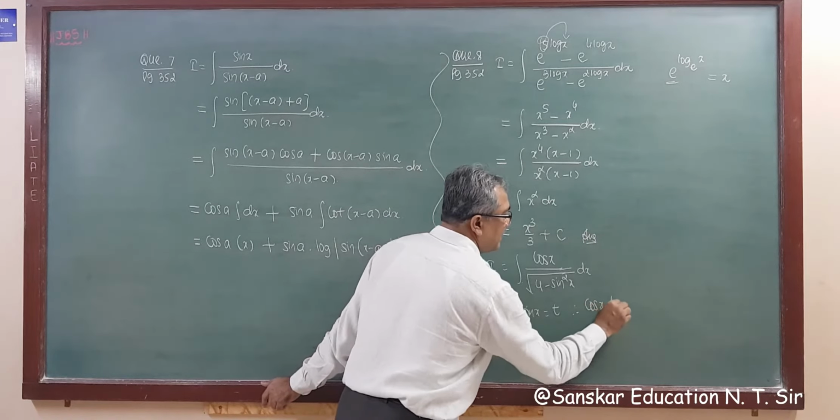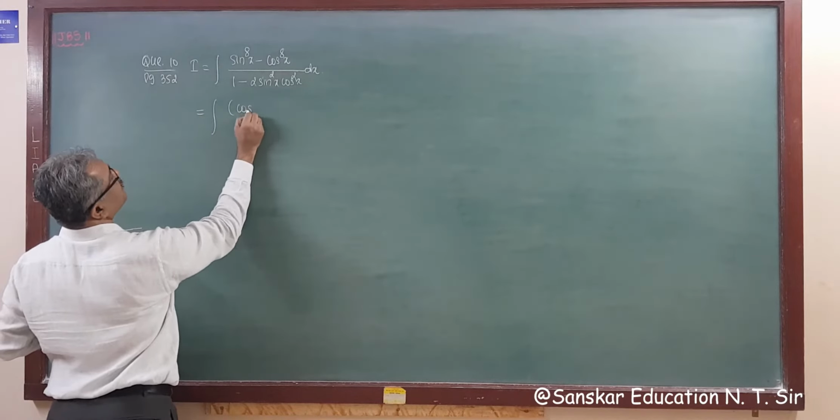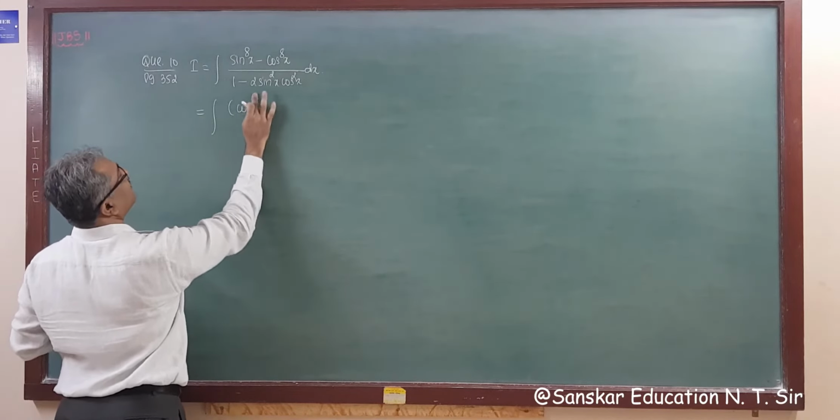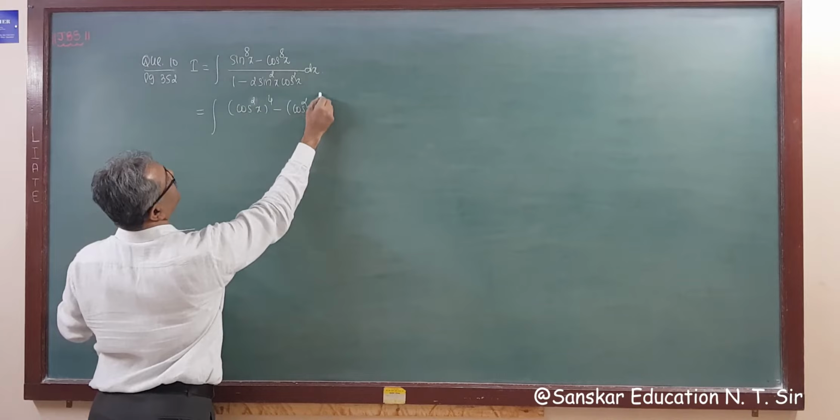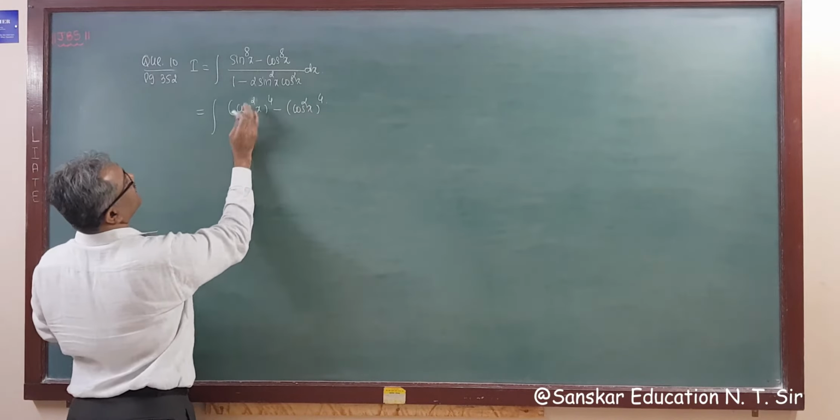Got it? Question number 10, page 352. I is equal to the integral of sin raised to 8 x minus cos raised to 8 x upon 1 minus 2 sin square x cos square x dx. So this is power 8, and the formula you have is only for power 4, right? Either for power 2. So I am writing this as (sin square x) raised to 4 minus (cos square x) raised to 4. Sorry, here is sine.